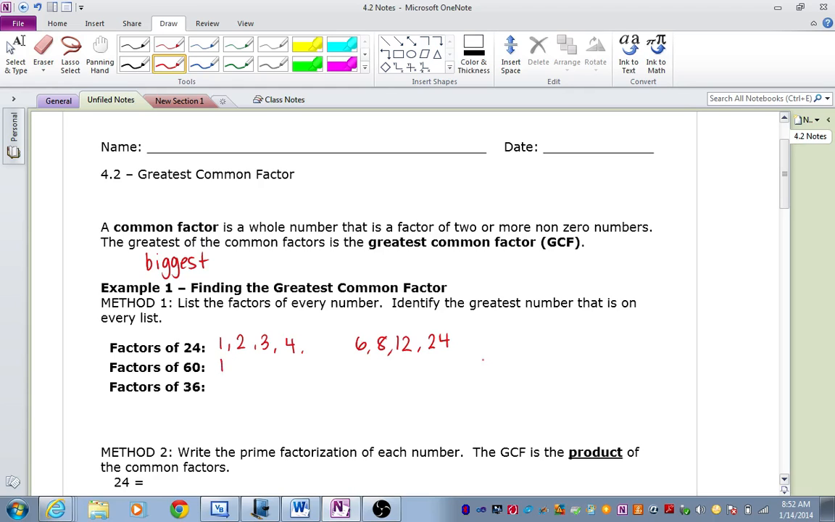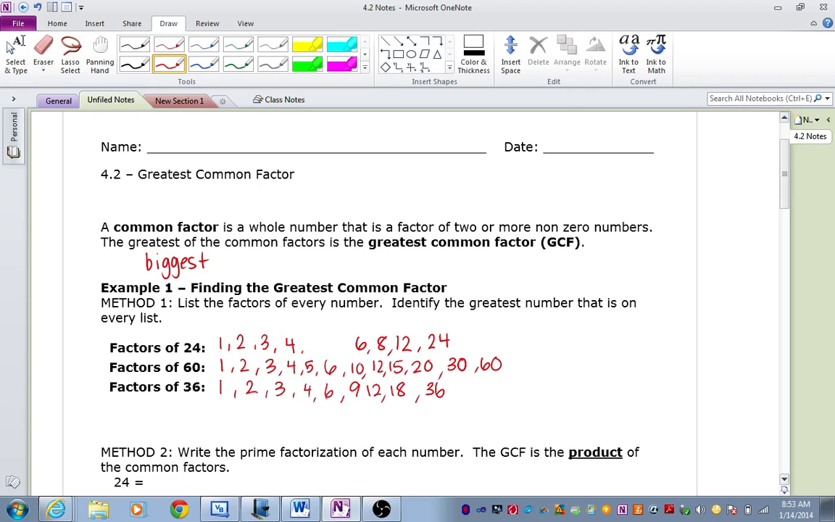For 60, we have 1 and 60. We have 2 and 30. We have 3 and 20. We have 4 and 15. We have 5 and 12. And we have 6 and 10. And then for 36, we have 1 and 36. We have 2 and 18. We have 3 and 12. We have 4 and 9. And then the last one would be 6 times 6, so we just write 6 once.